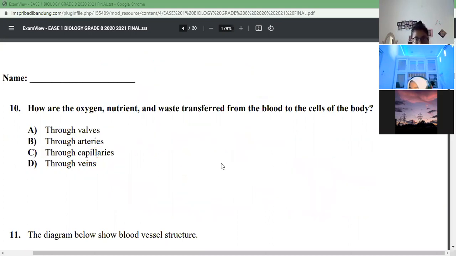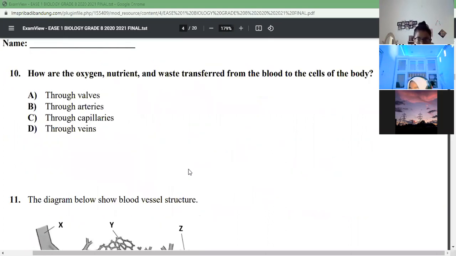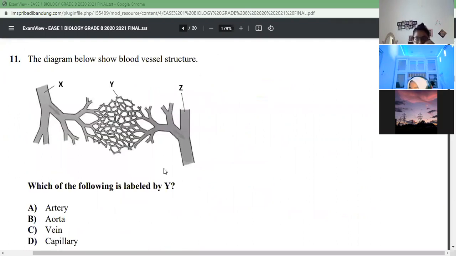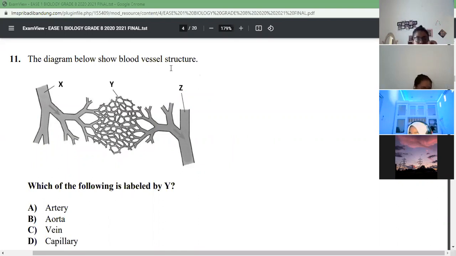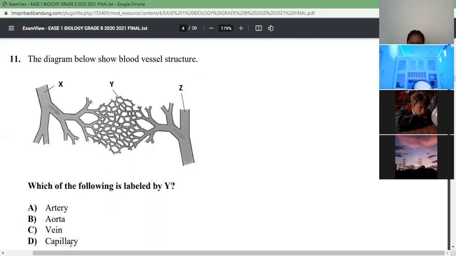Next, the diagram. Oh, this one. Come on, I got this picture. I don't need to draw. The diagram below shows blood vessel structure. Which of the following is labeled by Y? I just told you. Come on. Yes, this one is capillaries, the bridge between artery and veins. So the X must be artery, the Z must be the vein.